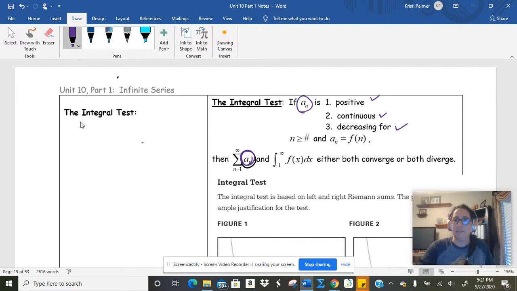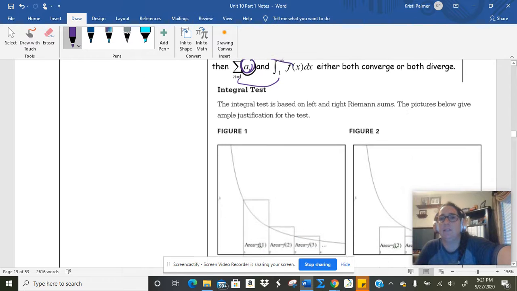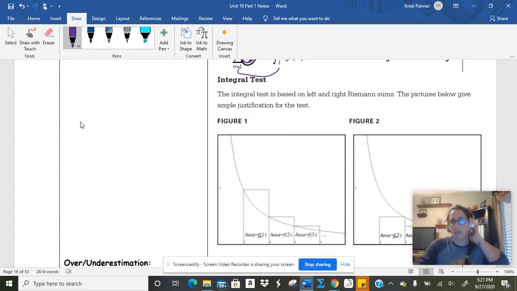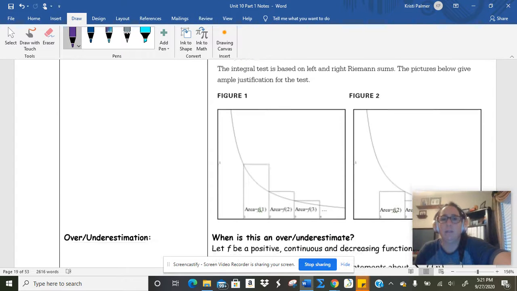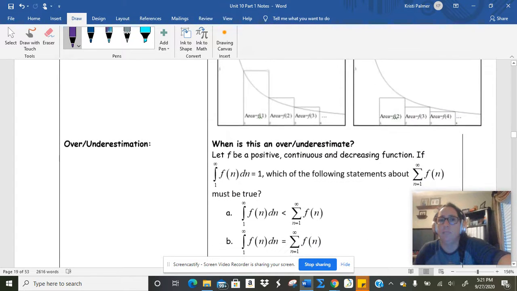So once you get that, then you kind of turn this into an integral, and you kind of turn the a sub n into an f of x. And if the integral converges, so does the series. But if the integral diverges, so does the series. So they behave the same. So this integral test is kind of based on these Riemann sums that you're adding up the chunks with the series. The integral is what made it nice and smooth. So you could have like a left or a right Riemann sum depending. And that's what we're going to look over here to see.